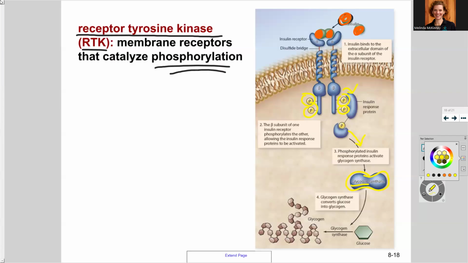So again, if you get insulin because you eat a meal, your pancreas will secrete it. It goes into the bloodstream. It goes through the endocrine system. And then any cell that has a receptor that can bind to insulin will have a response. And so one of the responses is to synthesize glycogen, okay? Especially like if you're in a cell like a muscle cell or a liver cell.